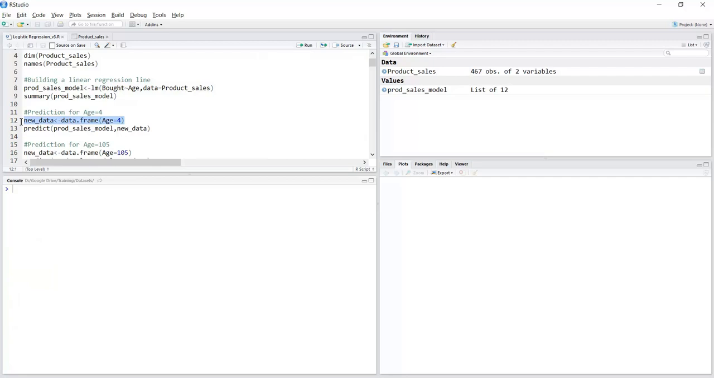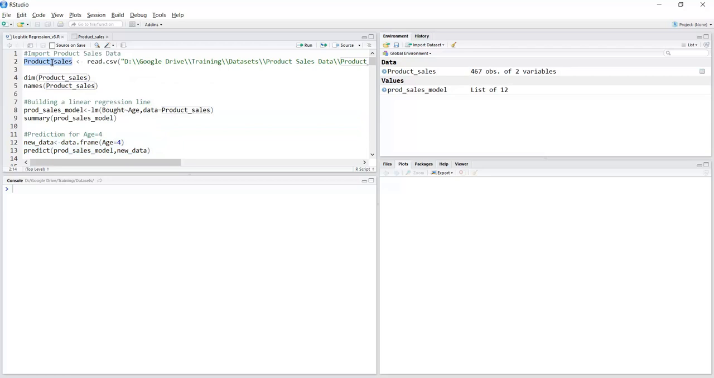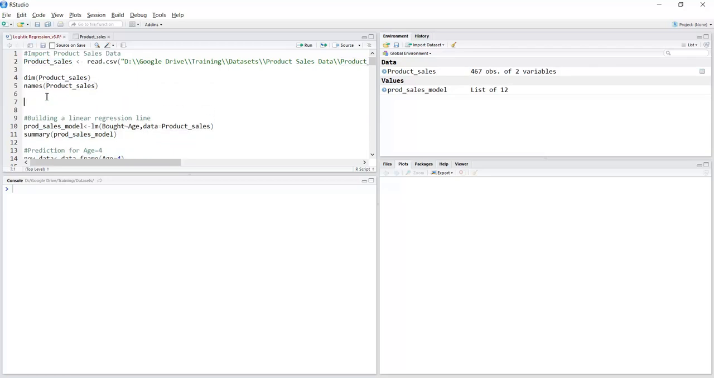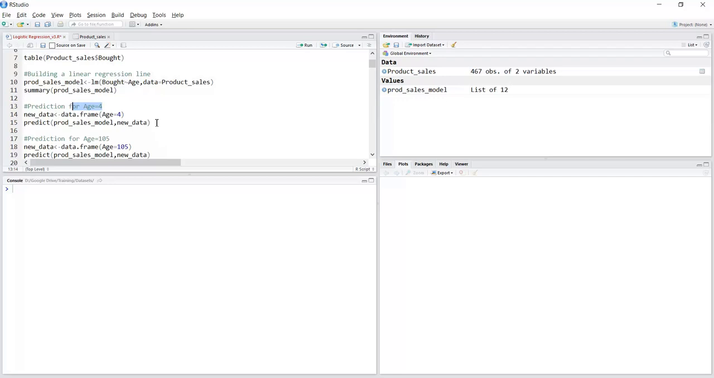So we are substituting age equal to 4 and then trying to predict, using the model that we have just built, whether that person will buy the product or not. By the way, buying is, let's say, 1, not buying is 0. This product sales data has two variables. If I create a table for product sales dollar bought, you can see it has just two values, buying versus not buying. Some people did not buy, and some people bought the product. So we just need to predict whether a 4-year-old customer will buy the product or not.